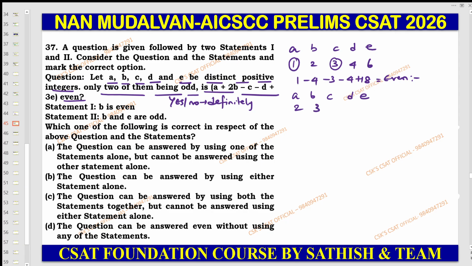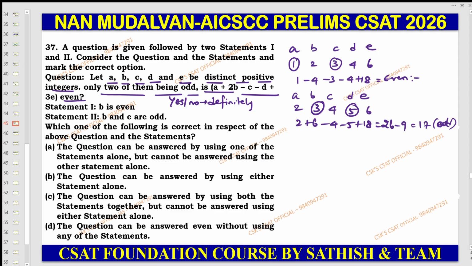I am checking 2, 3, 4, 5, 6. So 2 odd I'm taking here. Now it becomes 2 plus 6 minus 4 minus 5, 3e, so therefore it becomes 18. In such a situation, what would happen? 8 plus 18 becomes 26, right? 26 minus 9 becomes 17. So this is nothing but odd. One gives you an even, another gives you an odd.